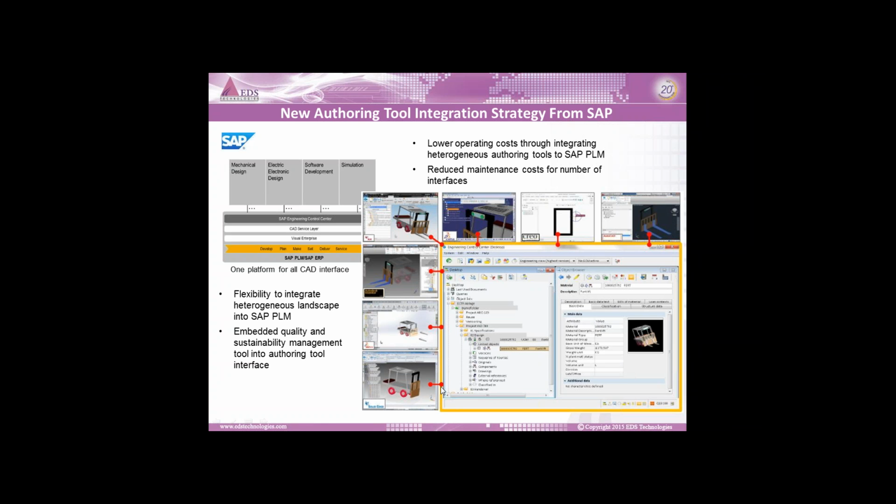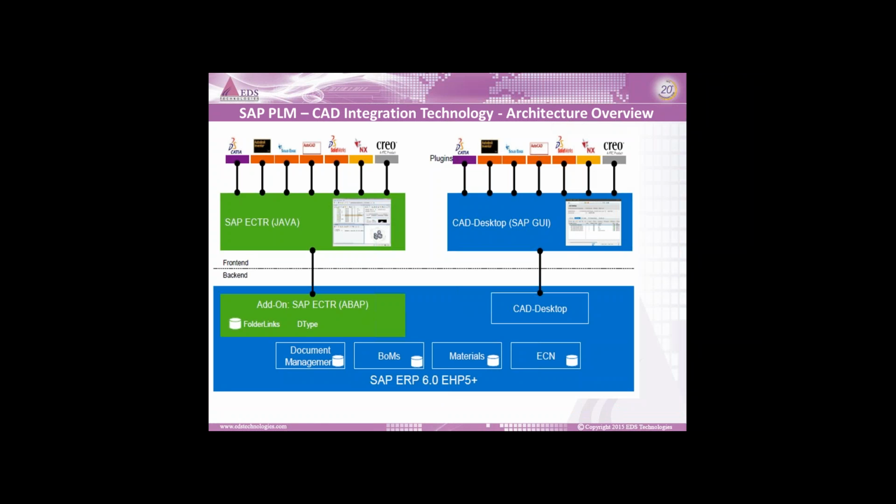So, the SAP PLM CAD integration technologies and architectural overview that we are just looking at. There are two platforms currently in SAP. As I mentioned, the CAD desktop, which was available until the end of 2014, is still being made available to existing customers. However, for new customers, the new technology we are talking about was made available commercially to the market from 2015. This is the solution you are seeing: SAP Engineering Control Center.